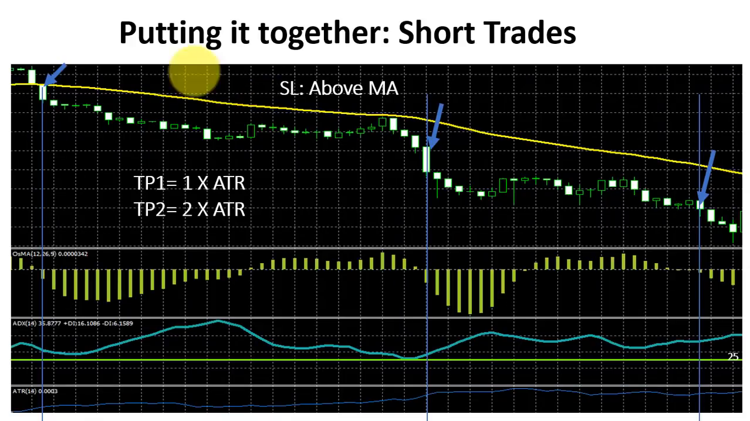This is an example of a short trade. You can see here price is below. First of all, we have a crossover from positive to negative, telling us to sell. Price is below, ADX is greater than 25, valid trade. It crosses down again. Here price is below, then the ADX is greater than 25, valid trade. Here also is a valid trade. So for sell, your stop loss will be above the moving average, and TP is the same as we discussed earlier.